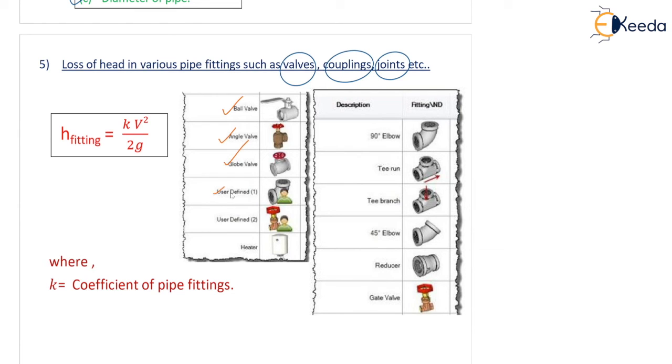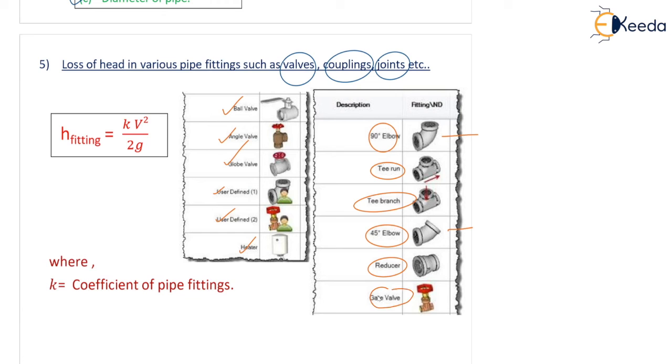User defined one, user defined two, depending upon the user, something like customized. One heater is there also, a heater in between the flow. 90-degree elbow case, you can see. So these are the fittings used in the pipeline. T run, T branch actually. 45-degree elbow also. Don't think that a pipe is always bent by 90 degrees. This is a good example of 45 degrees. Reducer, like a diffuser, it is a reducer.